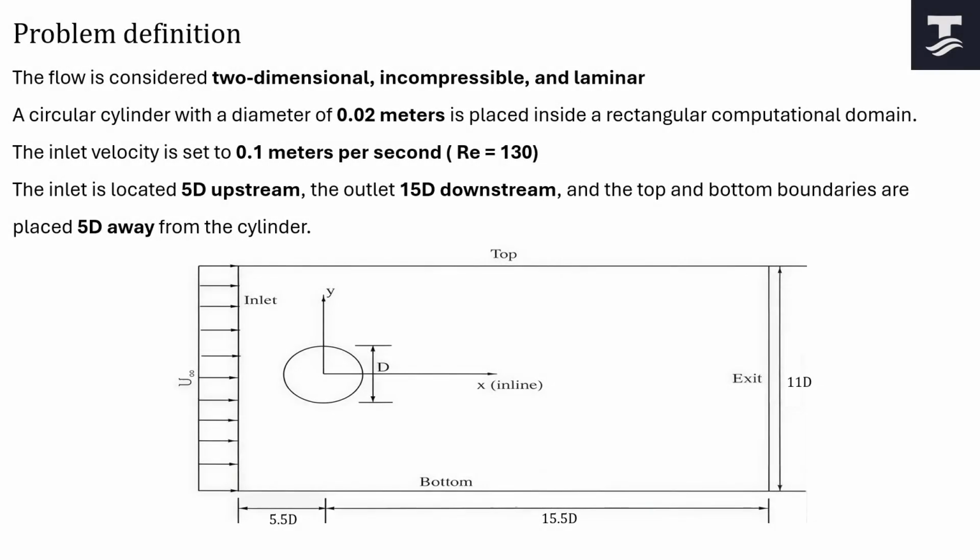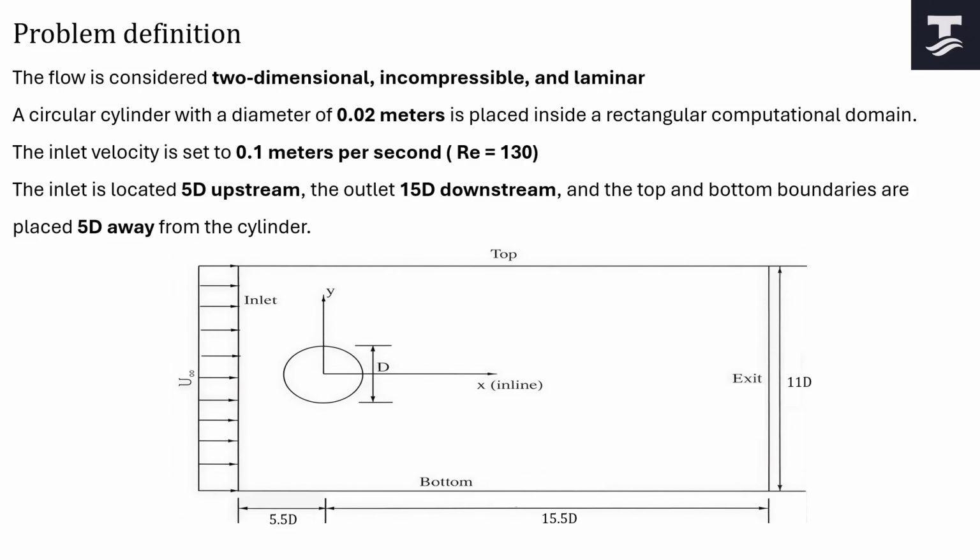This is a classical benchmark problem in fluid mechanics and computational fluid dynamics. The flow is considered two-dimensional, incompressible, and laminar. A circular cylinder with a diameter of 0.02 meters is placed inside a rectangular computational domain. The inlet velocity is set to 0.1 meters per second, resulting in a Reynolds number of approximately 130, which lies in the laminar flow regime.